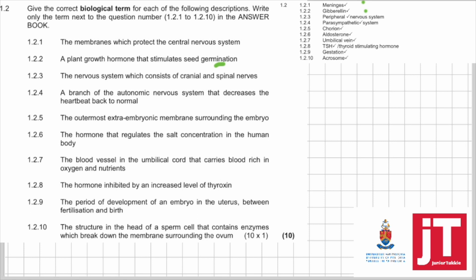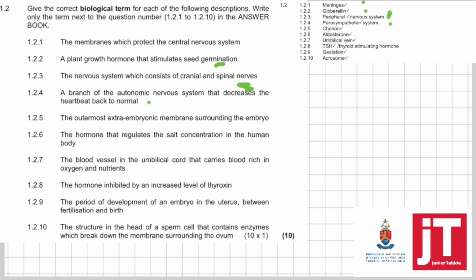1.2.3. The nervous system that consists of the cranial and the spinal nerves. Can you see the key word is nerves? It didn't say spinal cord and brain, it said nerves. So immediately that's the peripheral nervous system. 1.2.4. The branch of the autonomic nervous system that decreases the heartbeat back to normal. That's parasympathetic. Again, look at the spelling of parasympathetic.